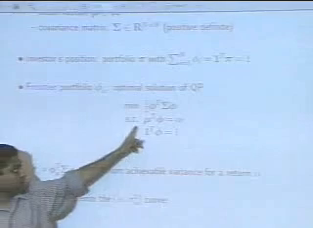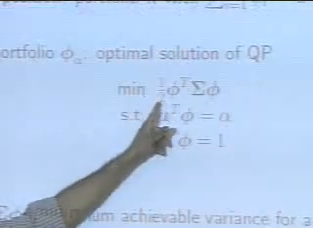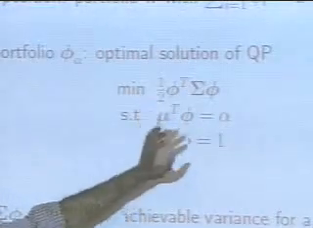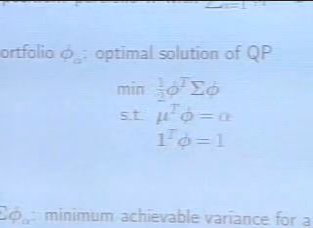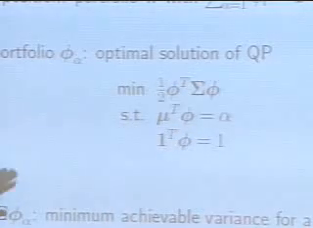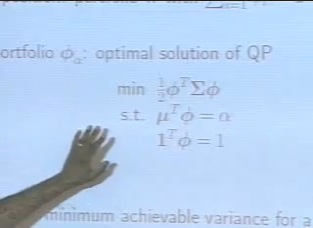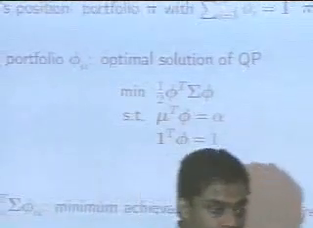So phi alpha is a solution of this quadratic program. This constraint simply says that the components of phi must add up to 1. This constraint here says that the expected return on the portfolio phi is exactly equal to alpha. The half is there just for convenience. So you're minimizing the variance subject to the constraint that the expected return is exactly equal to alpha. Any optimal solution of this quadratic program will be called phi alpha.